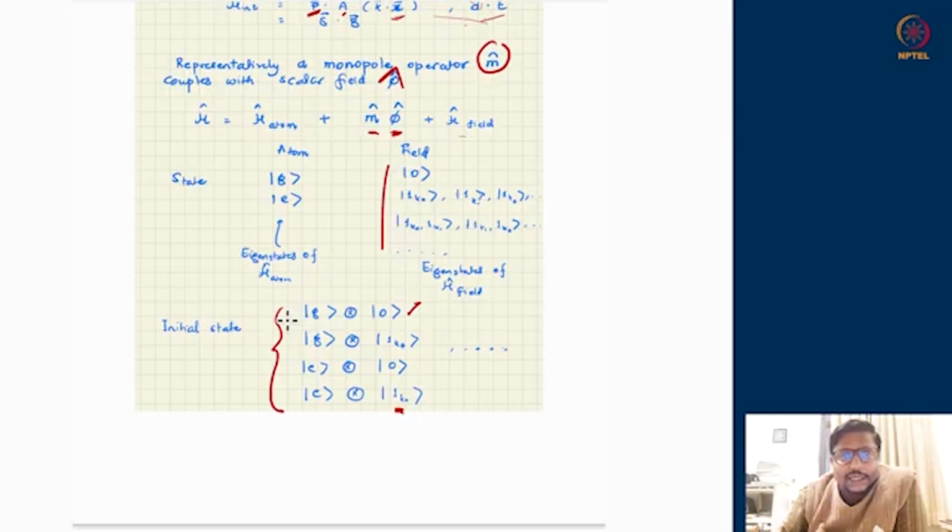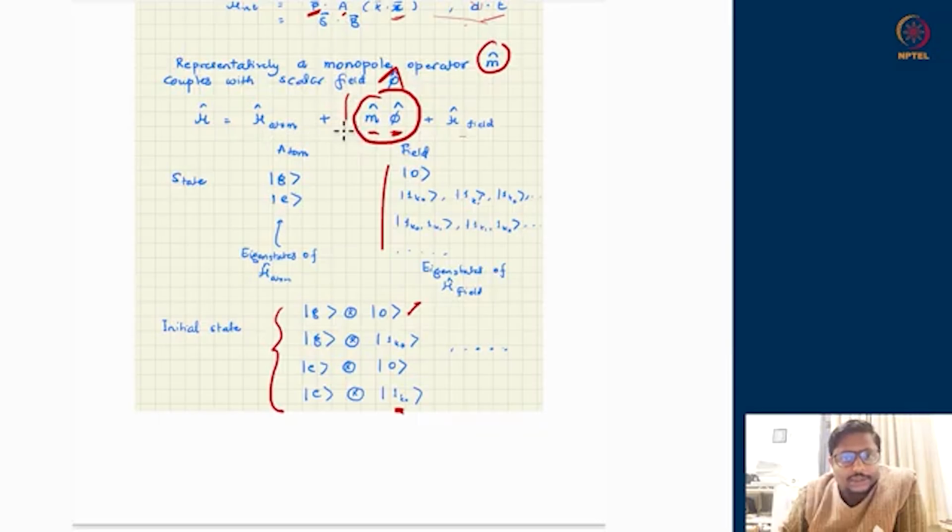when the system is perturbed by this term. I have ignored higher order coupling, phi squared and other terms. That means I'm saying that the fields are weak, the coupling is weak, and that is the perturbation Hamiltonian.